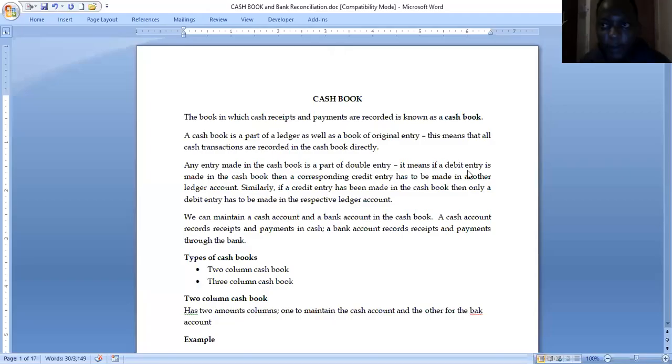Hi everyone, welcome to our fifth topic of financial accounting, that is the cash book and bank reconciliation statement. We shall begin with the cash book. So what is a cash book?